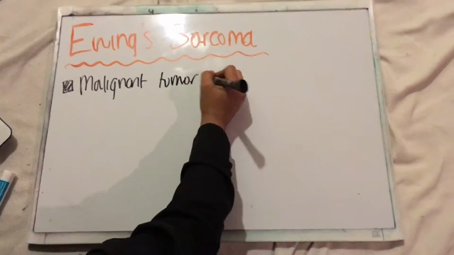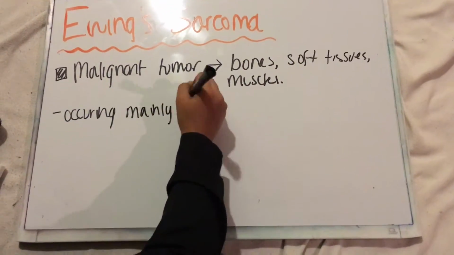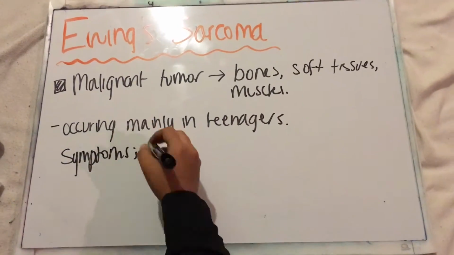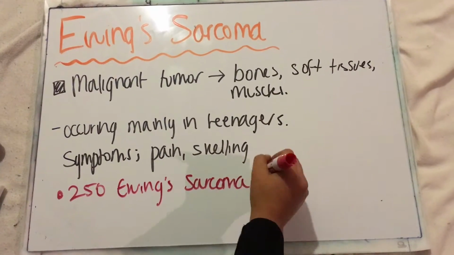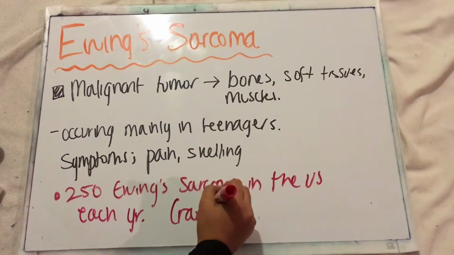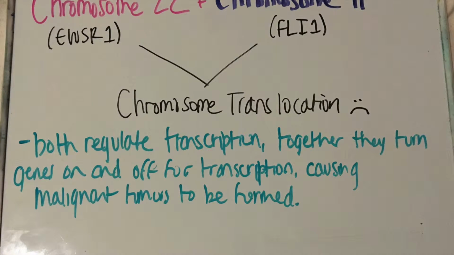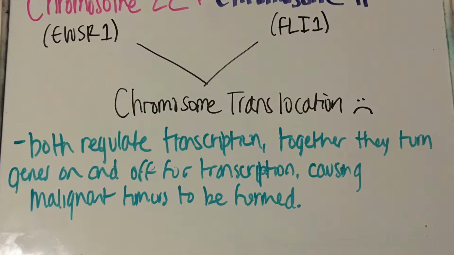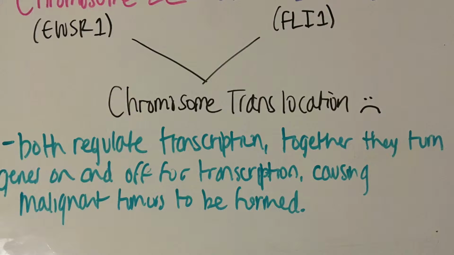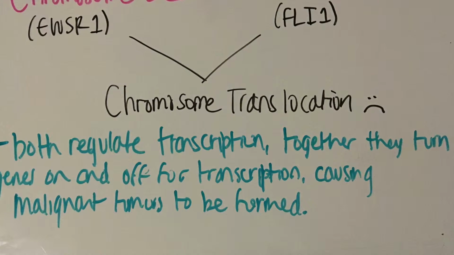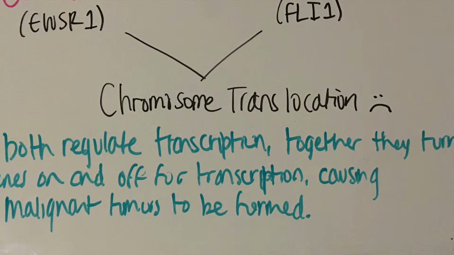Ewing sarcoma is a malignant tumor found mainly in the bones, soft tissues, and muscles. It occurs mainly in teenagers, and the symptoms include pain and swelling. On average, there's 250 cases of Ewing sarcoma diagnosed in the U.S. each year. Chromosome translocation is an abnormality created due to the wrong rearrangements of non-homologous pairs. In this case, chromosome 11, EWSR1, and 22, FLI1, created an abnormality in the translocation process on a specific gene, causing the malignant tumors to form.